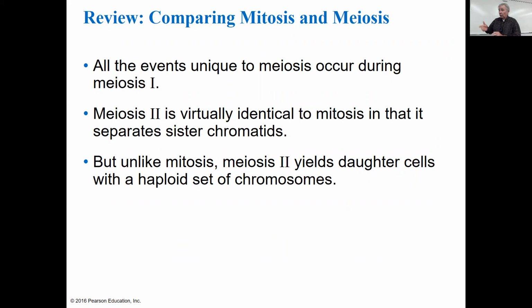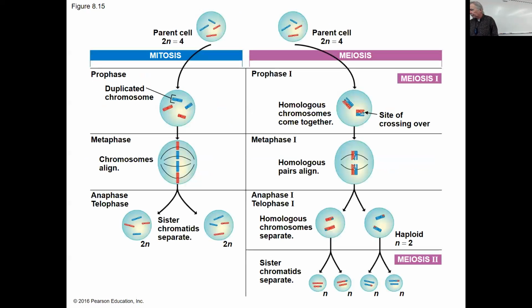And as I just mentioned, meiosis 2 is virtually identical to mitosis in that it separates sister chromatids, but it's with the haploid number of chromosomes. Meiosis II yields daughter cells with a haploid set of chromosomes. Okay, haploid set of single chromosomes. So there's the comparison right there of mitosis on the left and meiosis on the right. And so like I said, the unique things in meiosis happen during meiosis I, crossing over and tetrad formation.